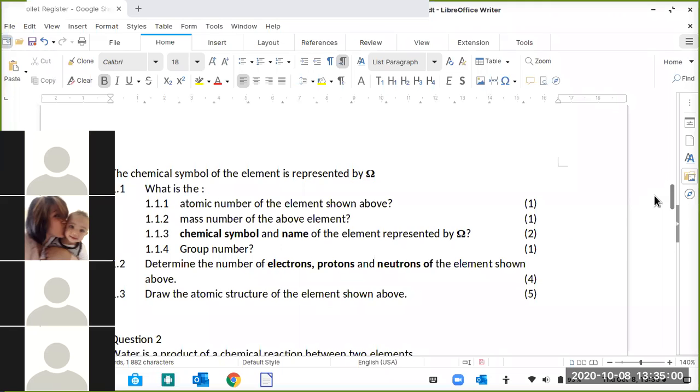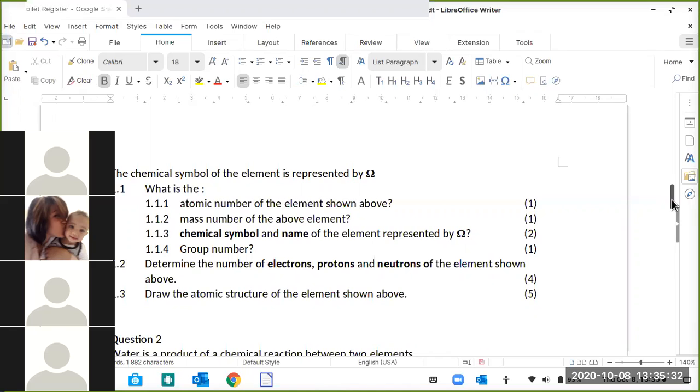Then 1.1.4, what is the group number? It is in group number, is it? May you verify and check whether it is in group 2 or not, right? It is in group what? 2.